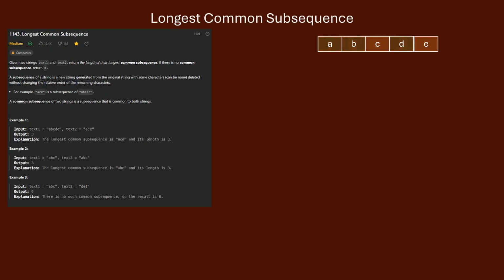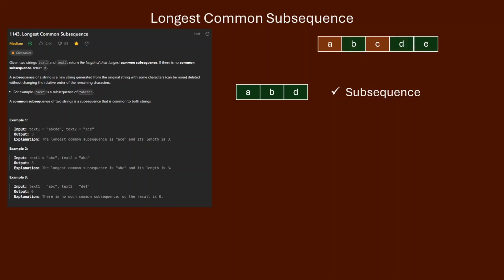Now, let's take these three letters from the input string for an example. If we form a string with only these three characters, the resultant string is a subsequence of the input string as long as the order of these three characters is the same as what we see in the input string. Now in this case, A, B, D appears in the same order in the input string, and hence this is a subsequence.